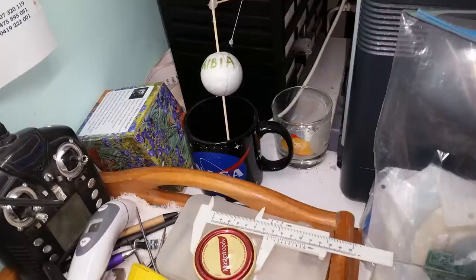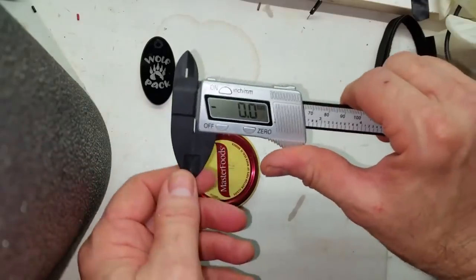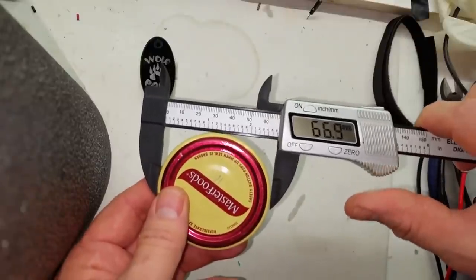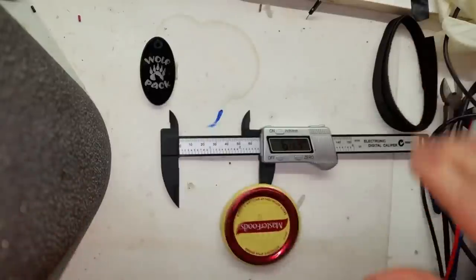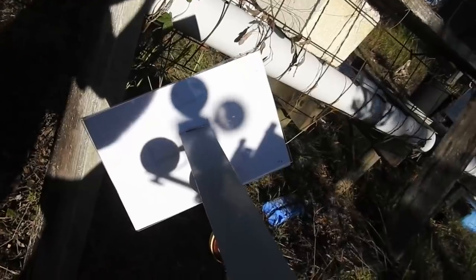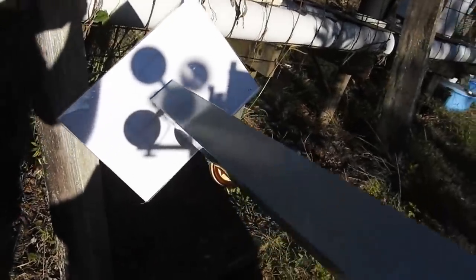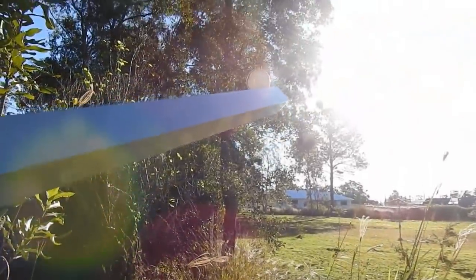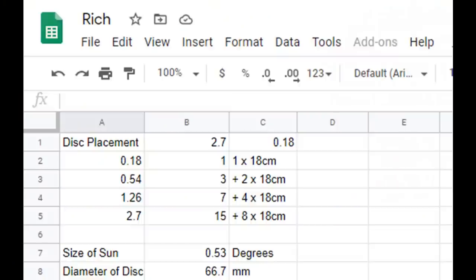So let's go and measure these discs exactly so we know what the diameter is that we're working with. These lids are from my mint jelly jars, so they're all exactly the same size of 66 point... Oh, yikes! So now these 66.7 millimeter discs are at 18, 54, 126 and 270 centimeters respectively. Now for those playing at home, that is a doubling of the distance between each disc each time.